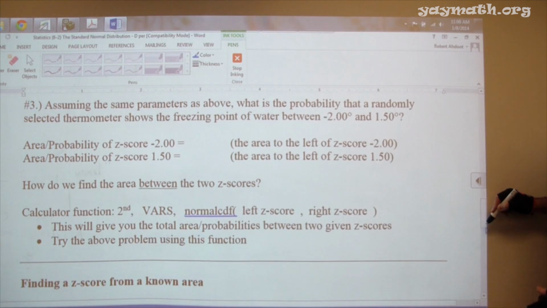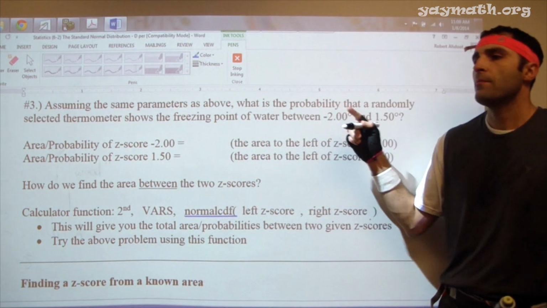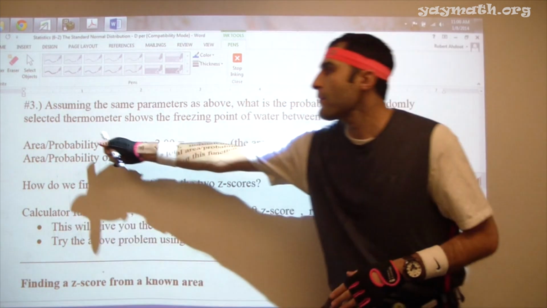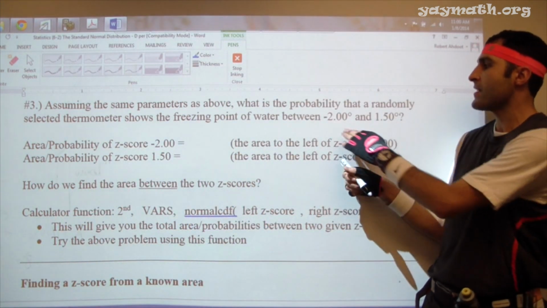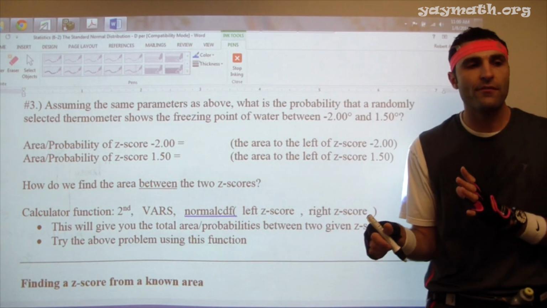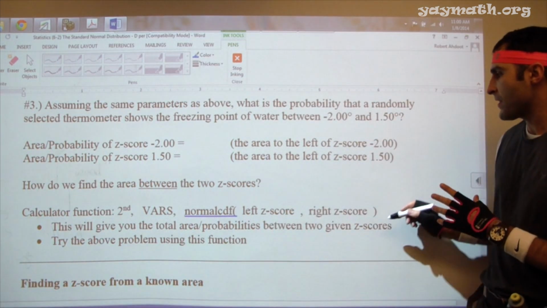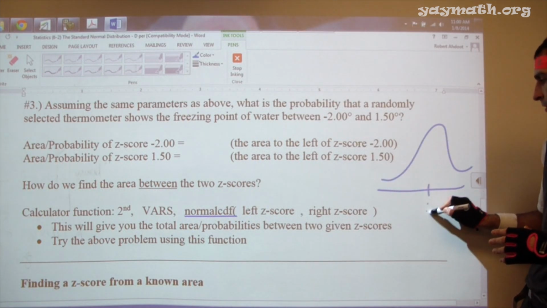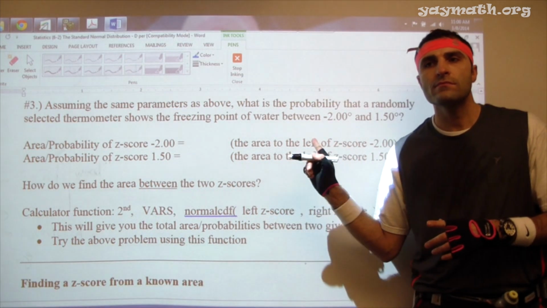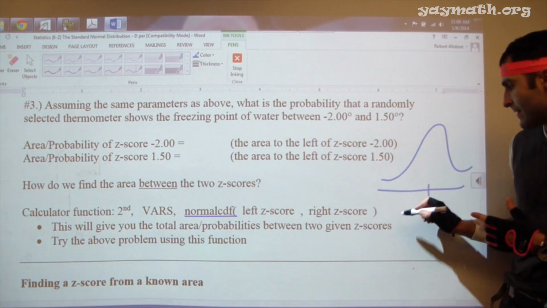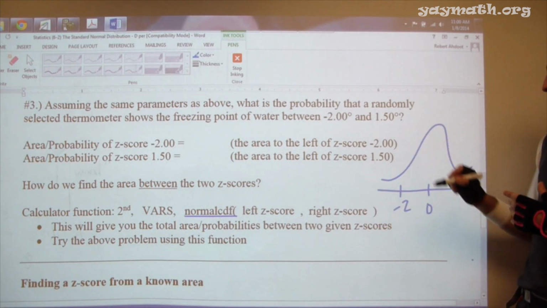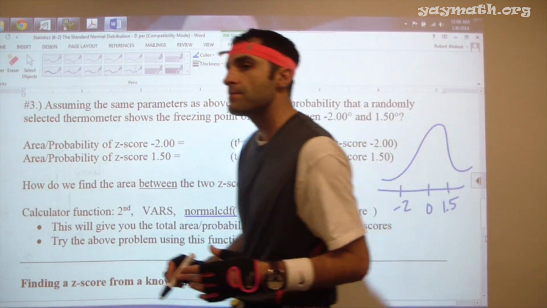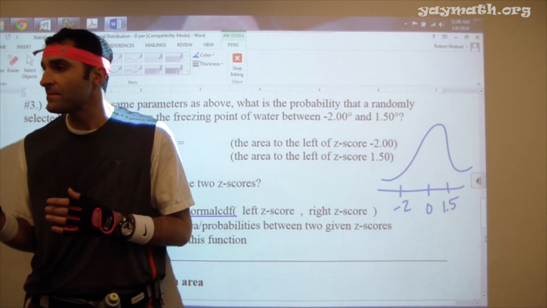Okay. Assuming same parameters as above, mean is 0, standard deviation 1. What is the probability a random thermometer shows the freezing point of water is between -2 and 1.5? So for you guys to pick this up right away is pretty awesome. Here's 0. So where's -2? To the left here, -2. And 1.5, here it is. And what area are they looking for, or probability? Between. May I shade them? Yes, you may.